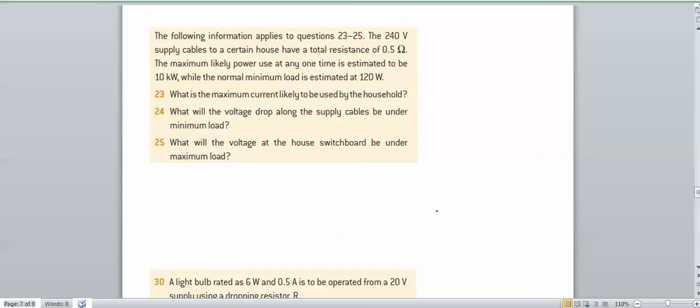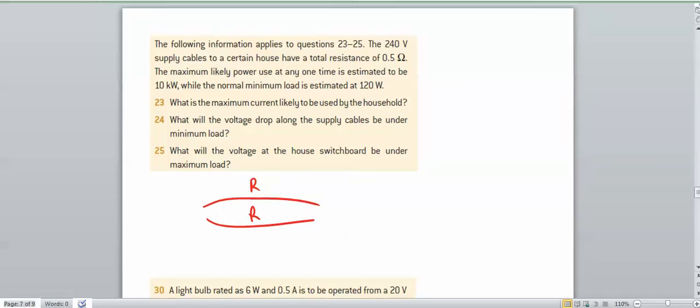The following information applies to 23 to 25. So this is actually looking at supply cables, and we then transmit across lines. There's going to be a resistance across these lines, and that resistance is going to result in the loss of power. What is the maximum current likely to be used by the household? Let's have a look. So at the time of maximum load, power is 10 kilowatts, 10,000.